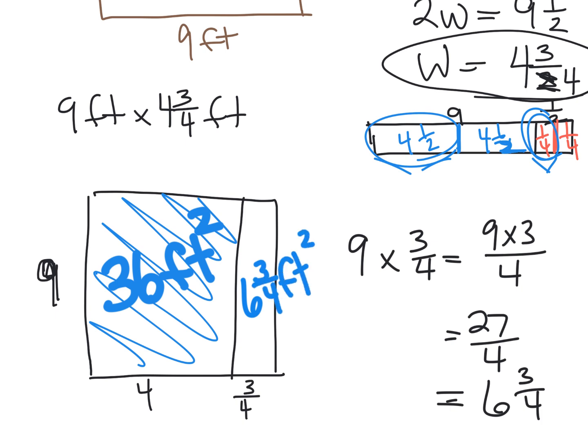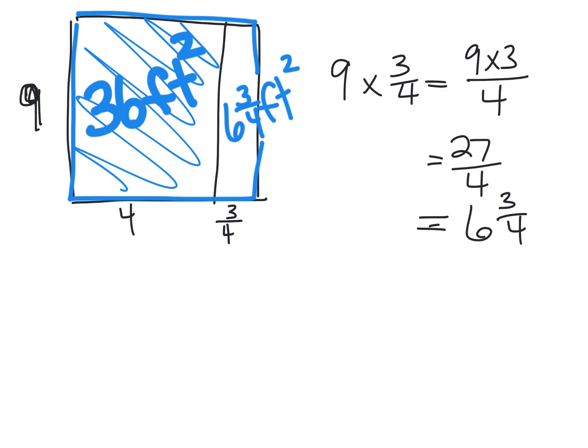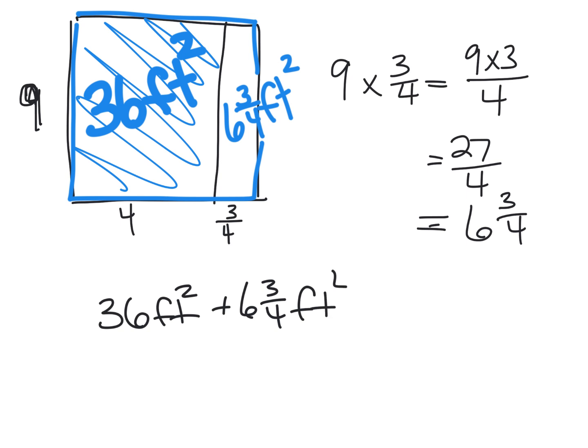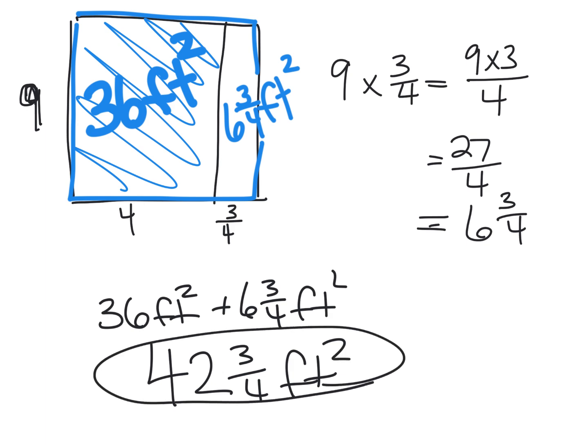My goodness. And so what's the total area of this entire thing? Well, I'm just going to add 36 and 6 3/4. So if I'm going to add those two guys together, I need to add 36 feet squared plus 6 3/4 feet squared, and that gives us 42 3/4 feet squared. And that is a doozy of a problem.